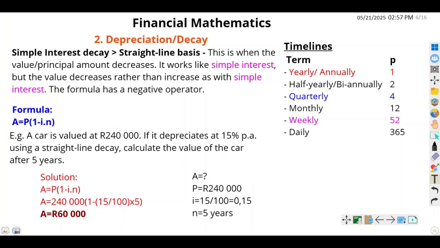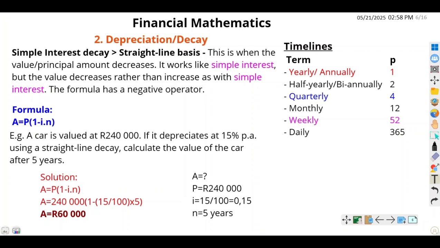Hi guys, we're looking at depreciation or decay. Under depreciation or decay we have simple interest decay and we also have compound interest decay. We are starting with simple interest decay first, which is also referred to as straight line basis decay.